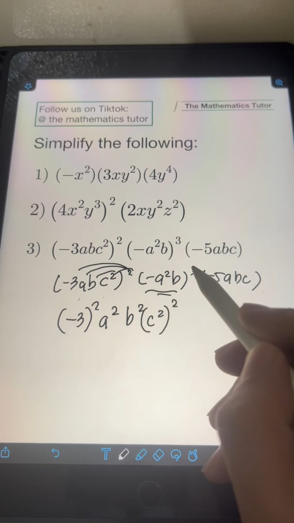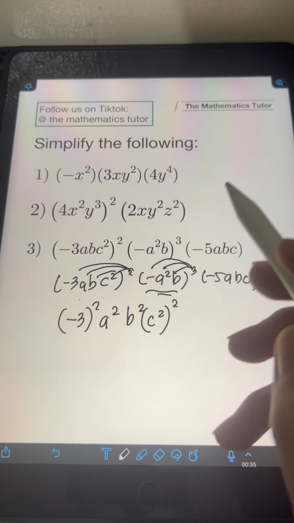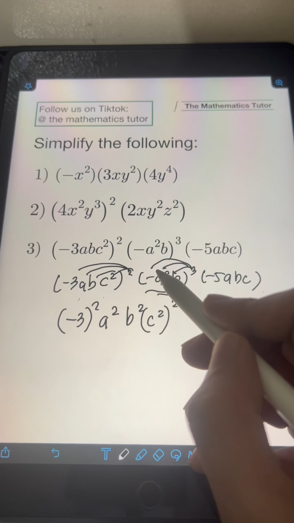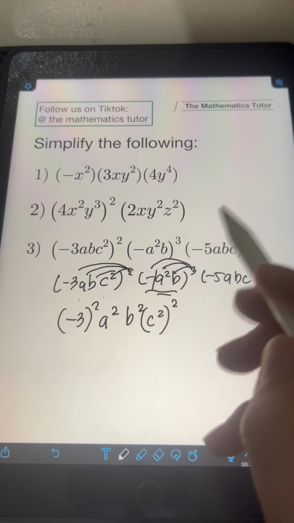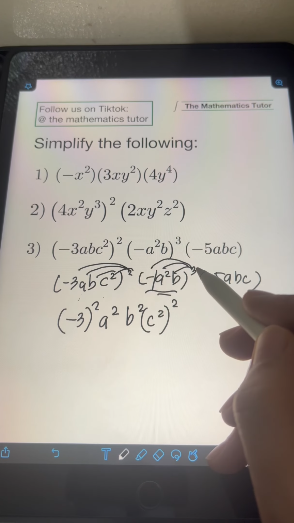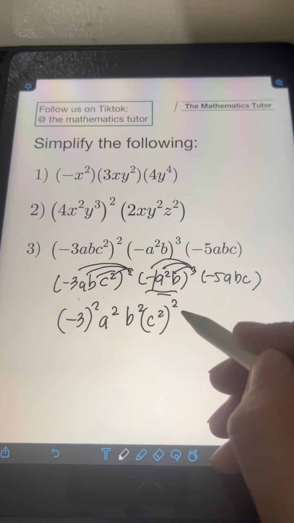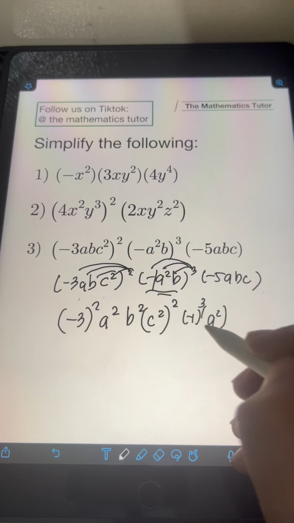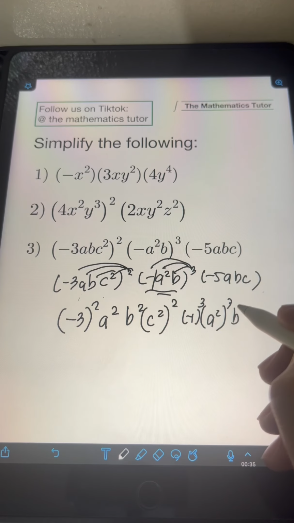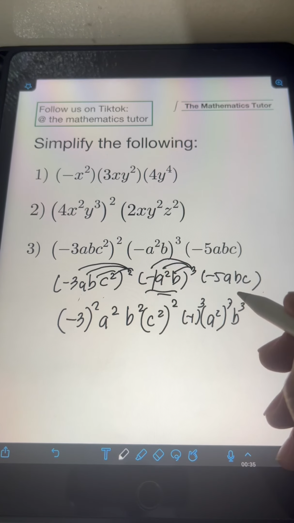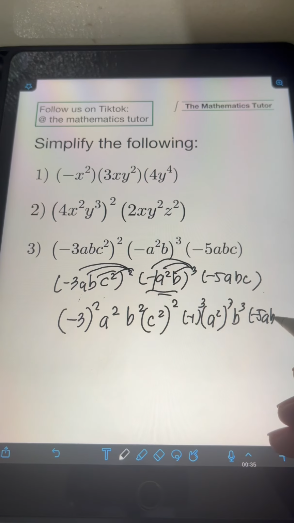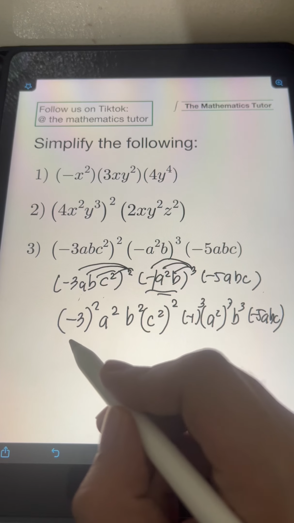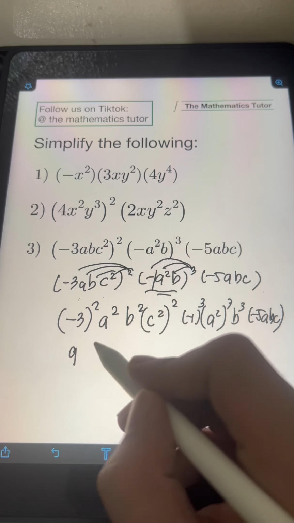Again, doing the same here, you can distribute the exponent of 3. By the way, in this negative a squared b, the negative is considered a coefficient of negative 1. So you will include that in the exponent of 3 when you distribute it. So you will have negative 1 raised to the 3rd, a squared raised to the 3rd, b cubed, then times negative 5abc. Simplifying, negative 3 squared is negative 3 times negative 3, or 9.